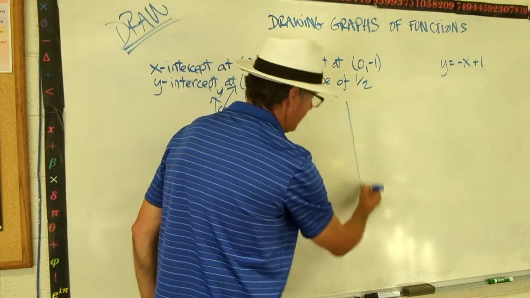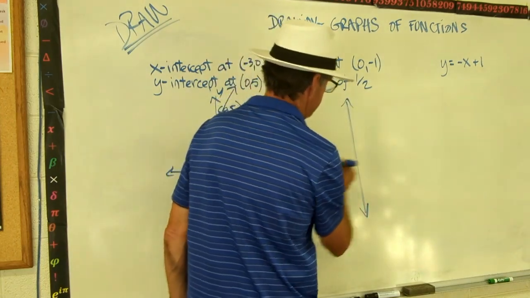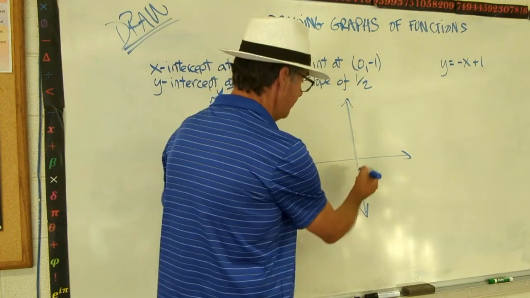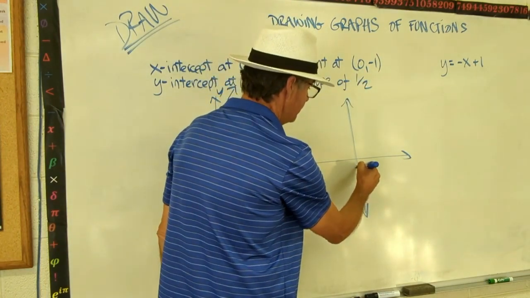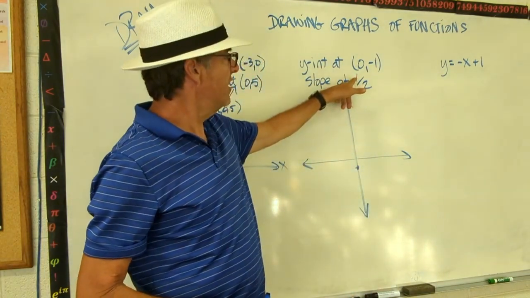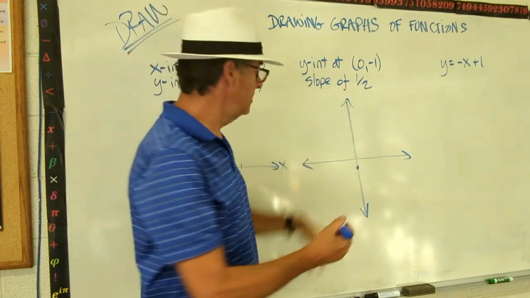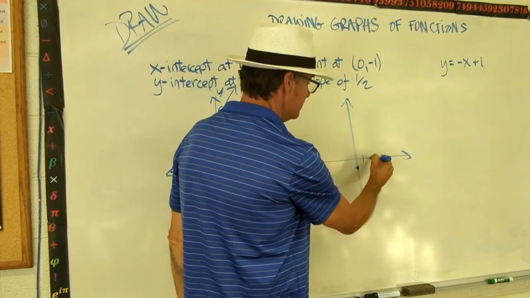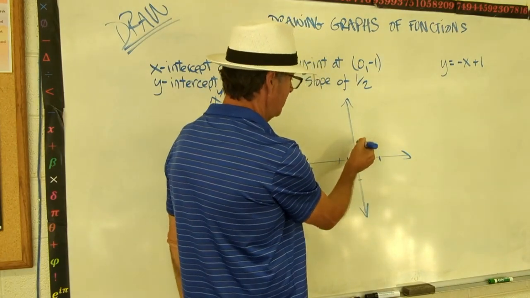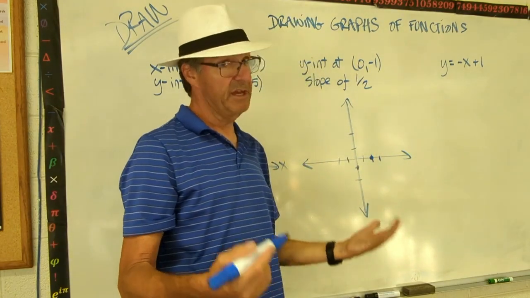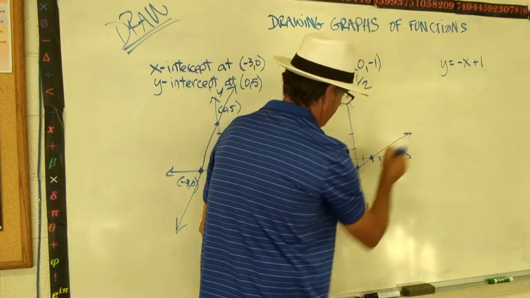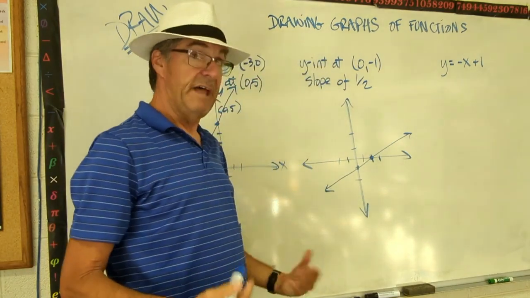So I'm going to make my axes like so, get my x and my y going. My y-intercept is (0, -1), so that's down there. So the line goes through that point, and the slope is 1/2. So that means for every 1 it goes up, it goes over 2. So I'm going to go up 1, over 2. There's the second point, and really, if you remember, 2 points make a line. So I have my 2 points, I can just draw my line. There we go. And that's good enough.